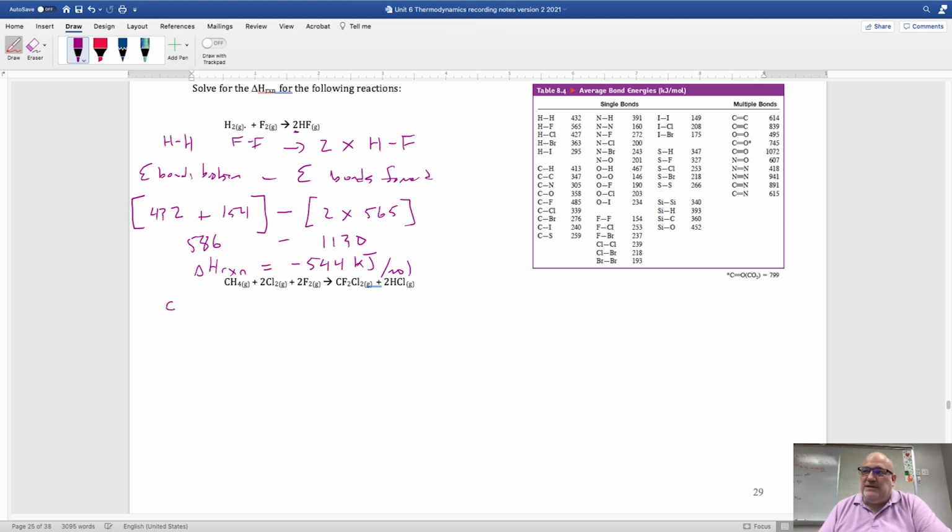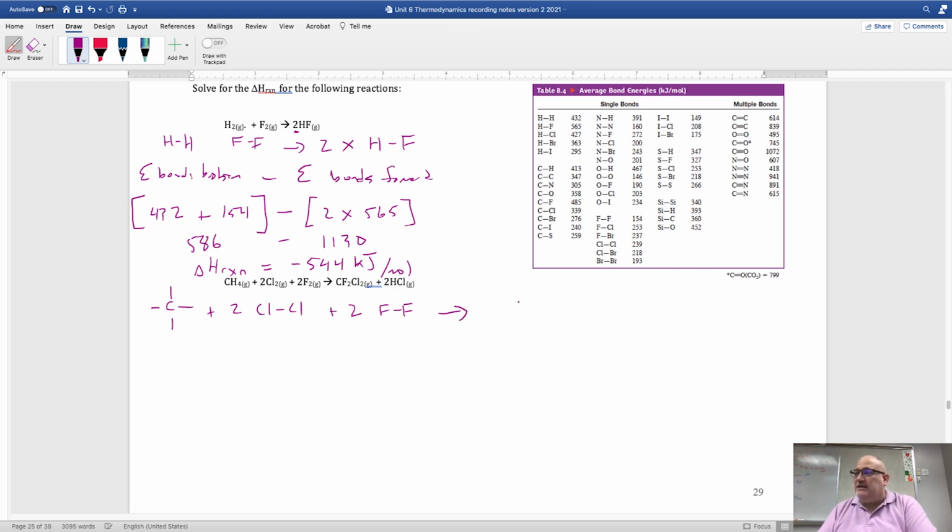So it might help you to go like this. I have CH4, I'm going to draw CH4 here. And then I have 2 of these Cl2, and I have 2 of these F2. That is my reactant side.